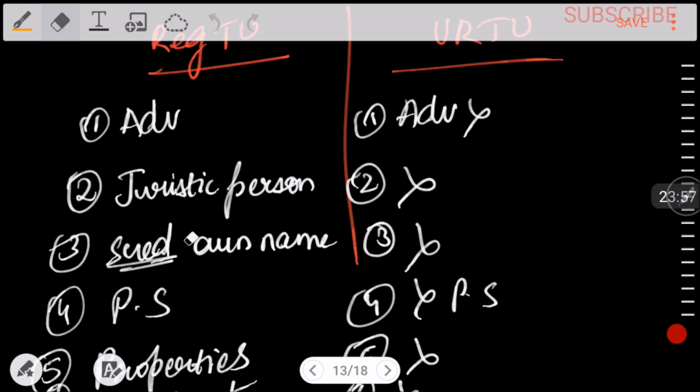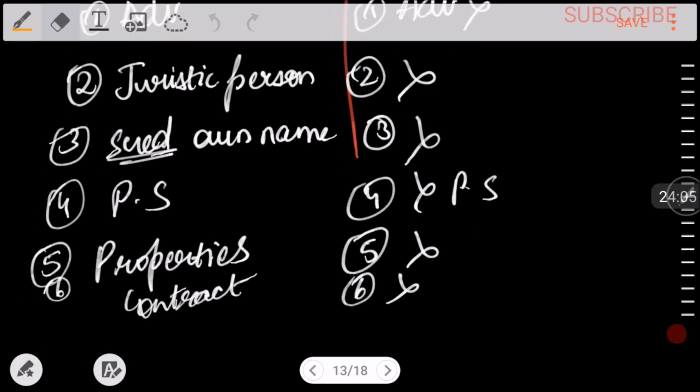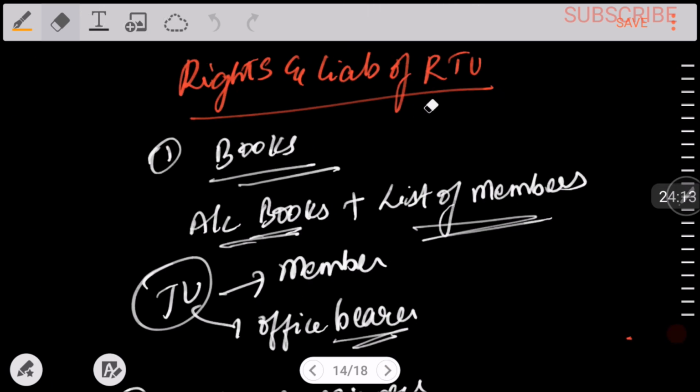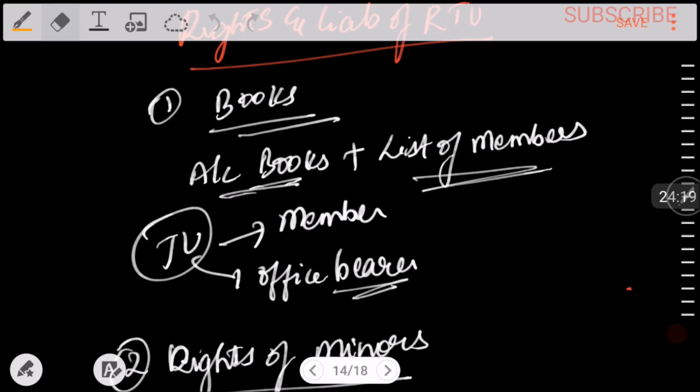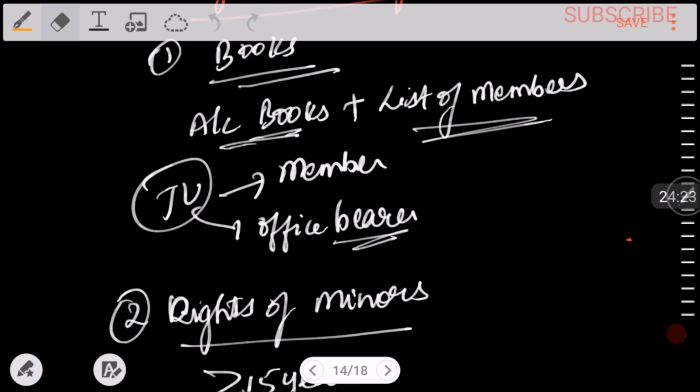Then we discussed about the differences between the registered trade union and unregistered trade union, where we said that registered trade union has several advantages. The unregistered trade union does not have those advantages. It is a juristic person, it is not a juristic person; it can be sued in its own name, it cannot be sued in its own name. It has a perpetual succession, it does not have a perpetual succession. It can buy and sell properties, it cannot buy and sell properties. It can contract in its own name, it cannot contract in its own name.